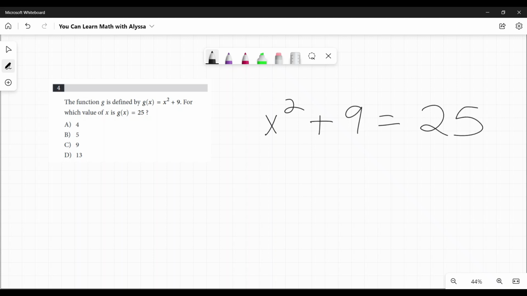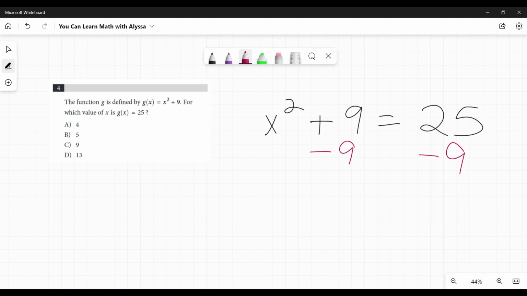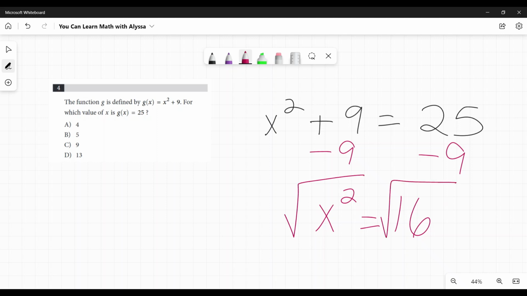Now there are 2 ways you can do this. Since this is a multiple choice test, you can take each of these numbers and plug it in and see what you get. That is a viable strategy. The other way is to solve this. The easiest way is to isolate the x squared first by subtracting 9 from both sides. You get x squared on the left, and on the right, 25 minus 9 is 16. Then to say what squared equals 16, in other words, take the square root of both sides.